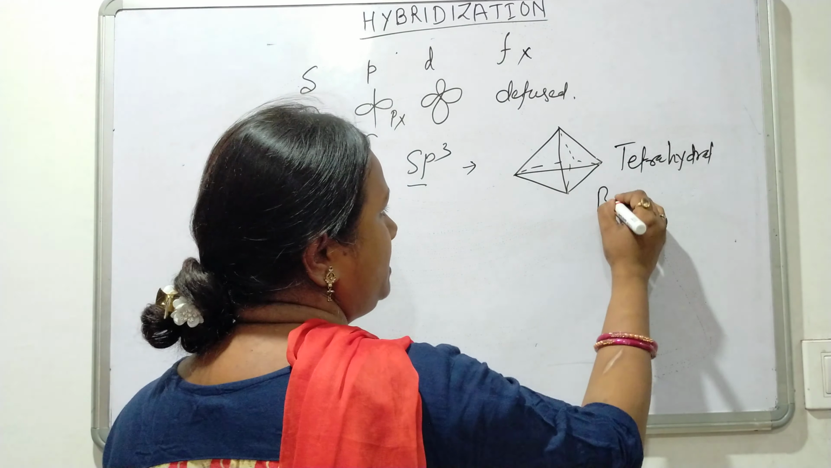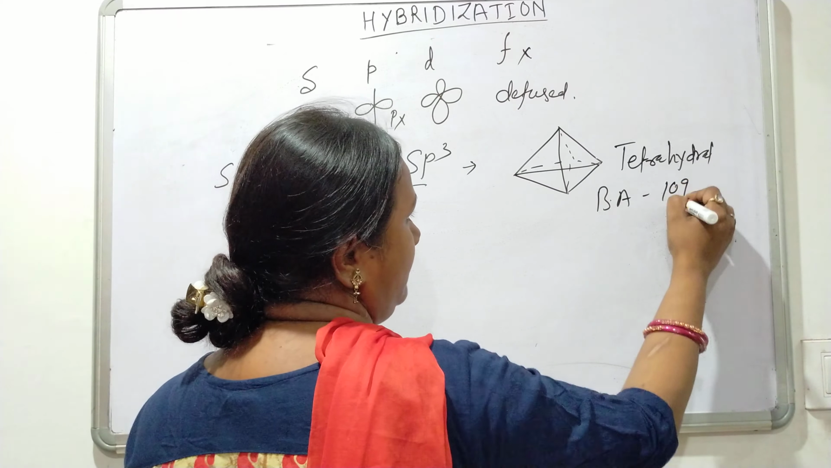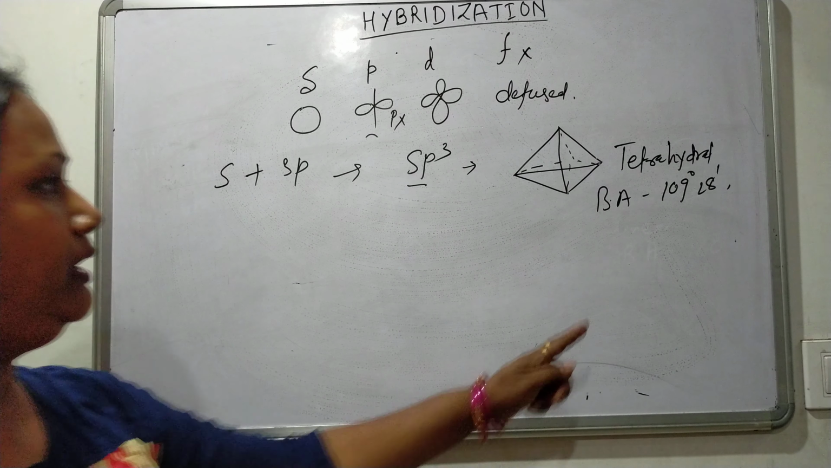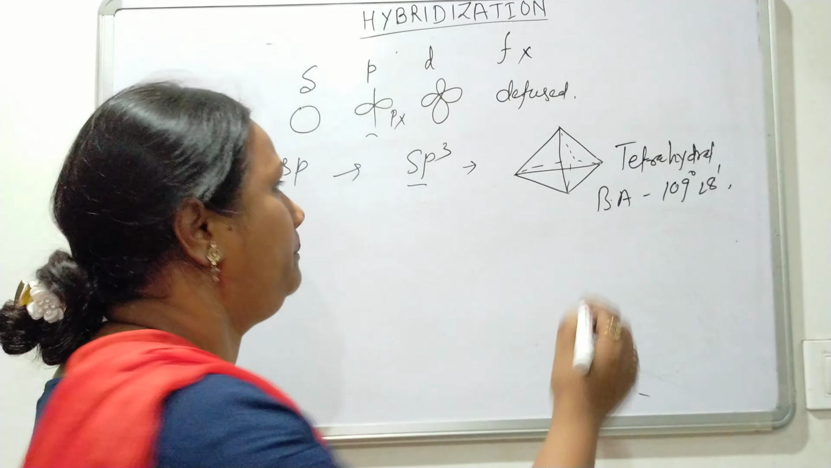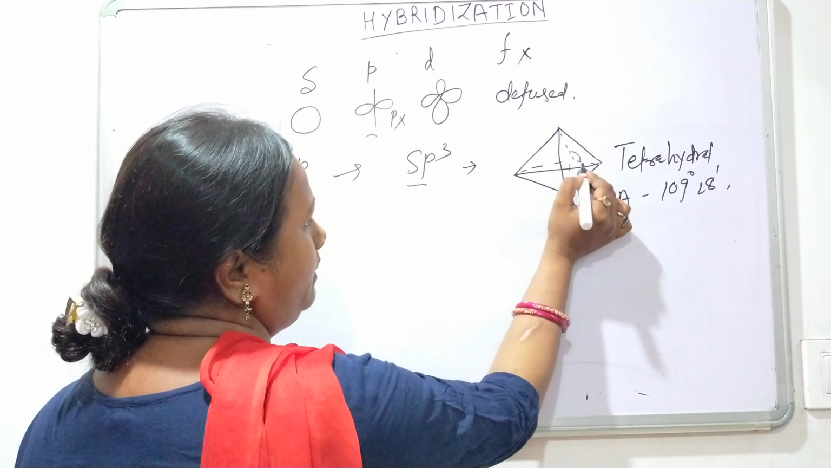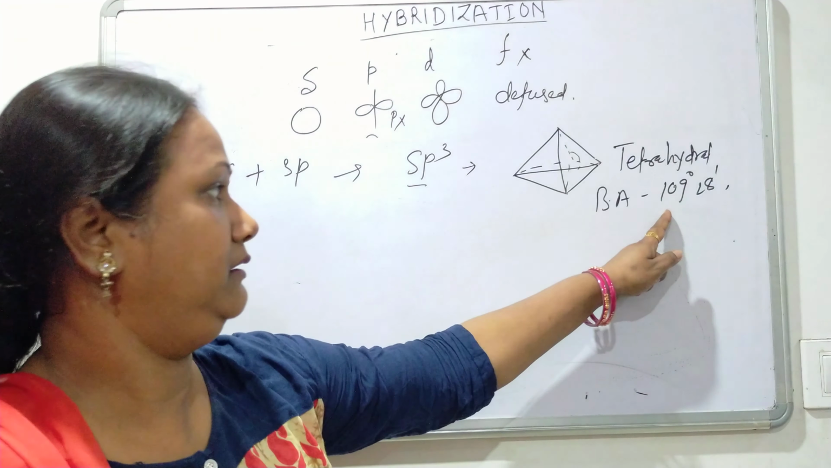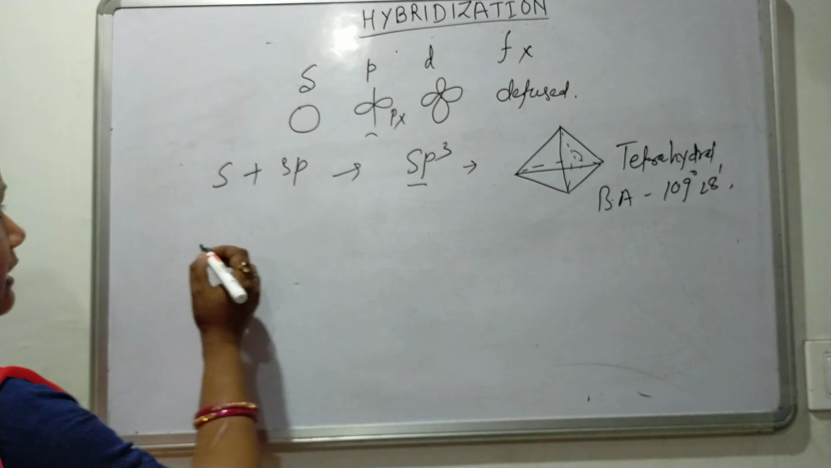Here the bond angle is 109 degrees 28 minutes. The normal bond angle is 109 degrees 28 minutes for the individual molecule. From each angle you will find this type of angle. This is the tetrahedral angle.